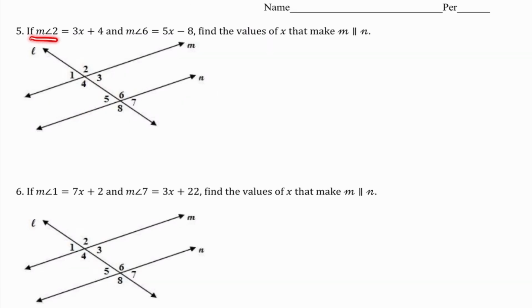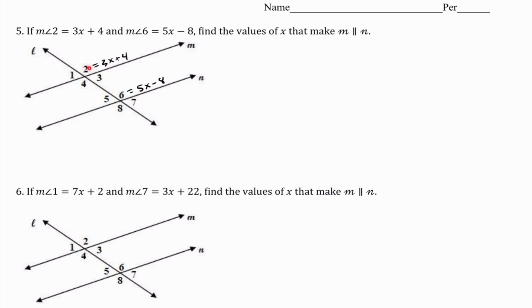Number 5, it says if the measure of angle 2 is 3x plus 4 and the measure of angle 6 is 5x minus 8, find the values of x that'll make M parallel to N. So the measure of angle 2 is 3x plus 4, and the measure of angle 6 is 5x minus 8.